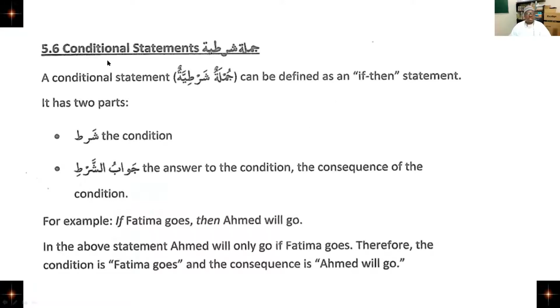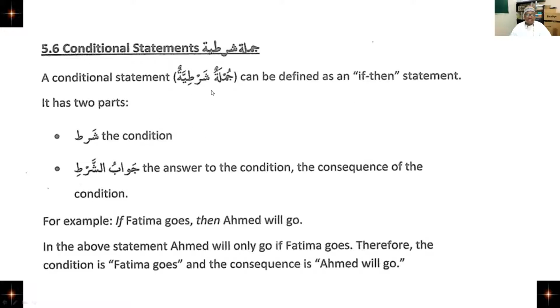Now, a conditional statement, we call it a jumla shartiyya, أي جملة شرطية. Okay, جملة شرطية. This is صفة موصوف. أي هذه جملة شرطية. Okay. We are going to learn about jumla shartiyya. And when we say jumla shartiyya, we mean a jumla, a sentence that is conditional.